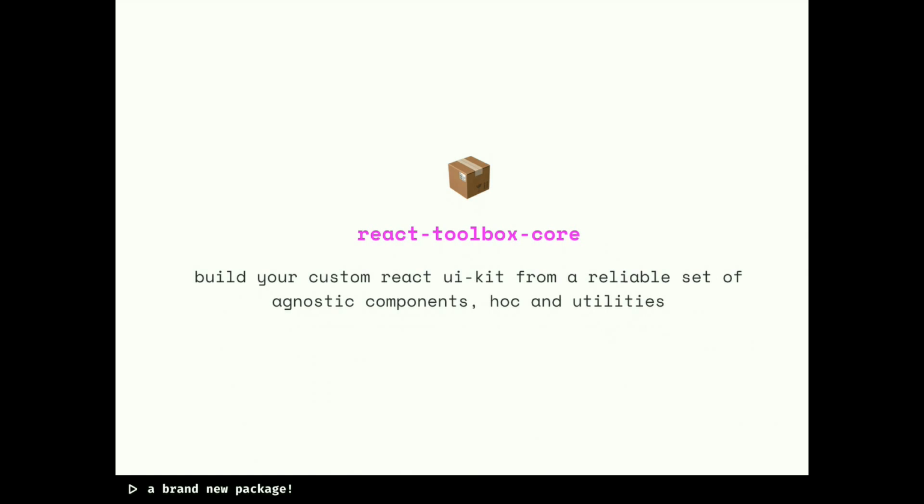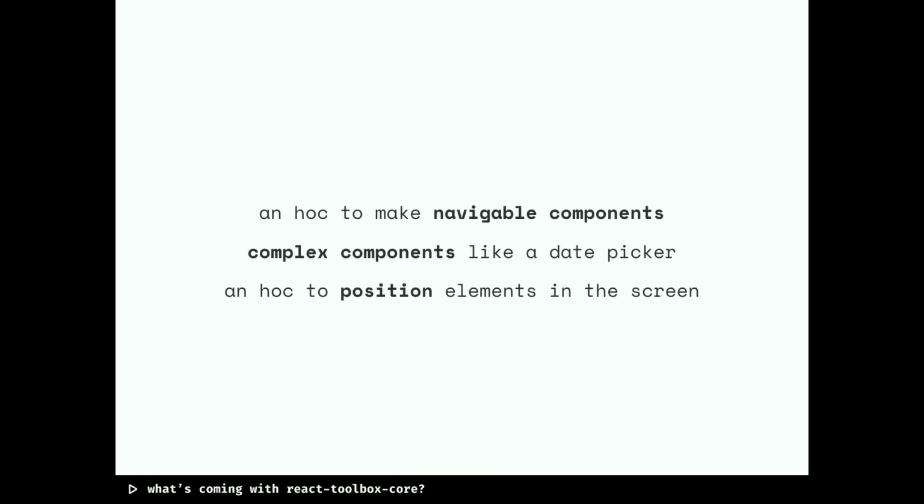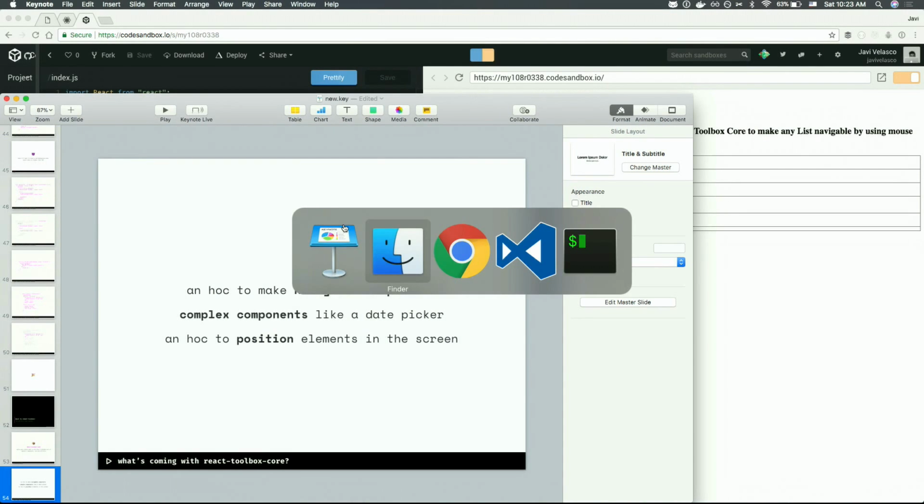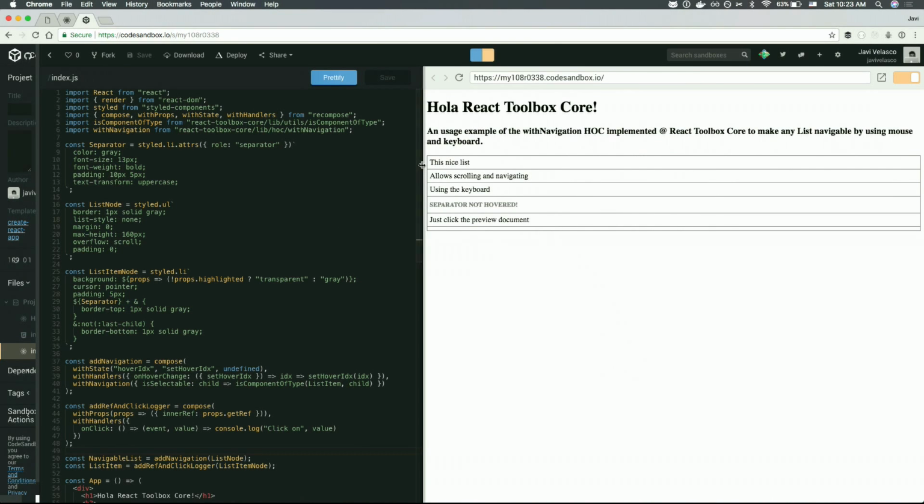But what I'm doing is extracting all this complex component logic in a separate package, which is going to be called React Toolbox Core. And the claim for this package is: build your custom React UI kit from a reliable set of agnostic components, higher order components, and utilities. Okay? So what's going to be included? For example, an HOC to make navigable components. And I'm going to show you a demo for a second. I published this a couple of days ago, or 3 days ago, I don't know.